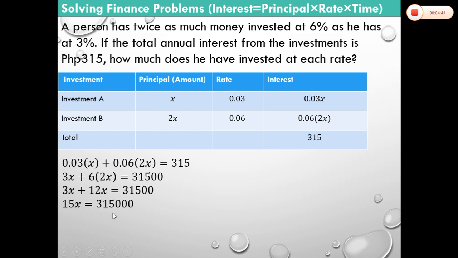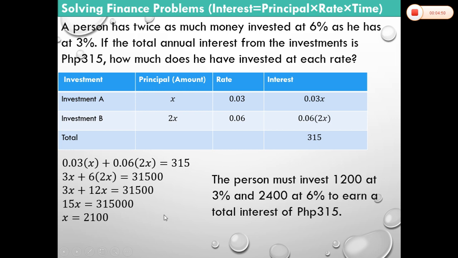15x is equal to 315,000. x is equal to 2,100. Therefore, the person must invest 1,200 at 3% and double the amount, which is 2,400 at 6%, to earn a total interest of 350.